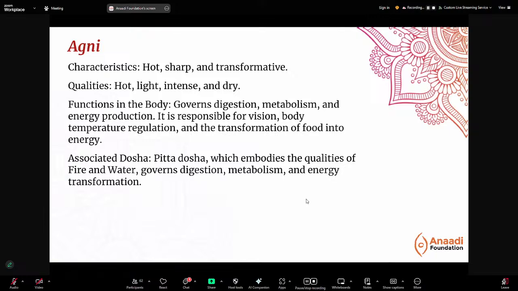So when we eat too many sweets, this is what happens. Our Agni comes down. Then we get fever, indigestion, vomiting, and many such symptoms, right? So the functions, it governs digestion, metabolism, and the energy production. So it is responsible for vision, and body temperature regulation, and transformation of the food into energy. Associated dosha is Pitta dosha.